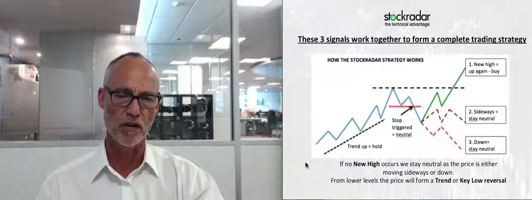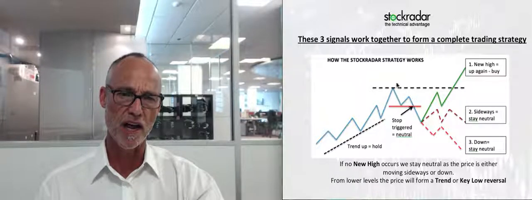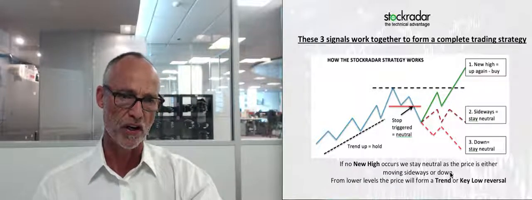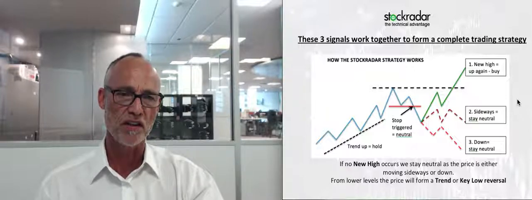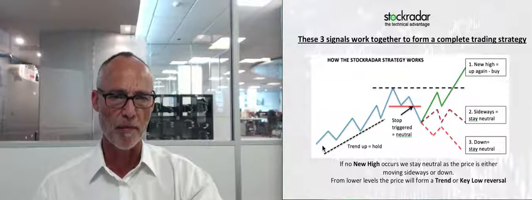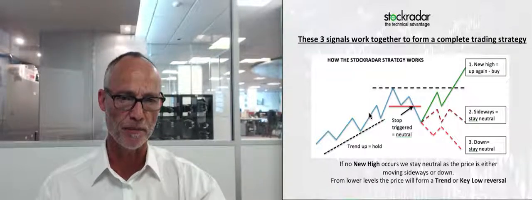So we're going through this cycle of uptrend, distribution, then the downtrend here, and there will be an accumulation phase down here, which will initiate an uptrend phase. So that's the cycles it goes through, and these three signals work together to form a complete trading strategy and capitalise on those cycles in the market.